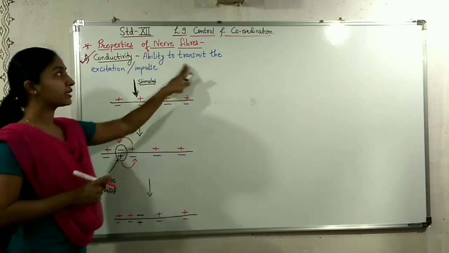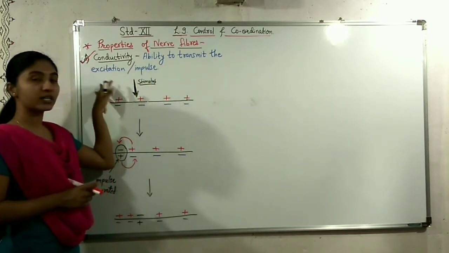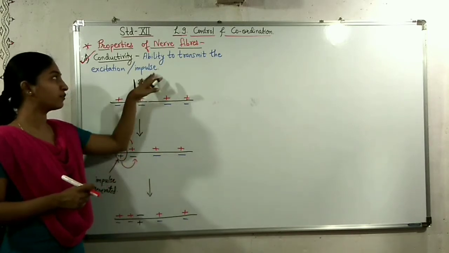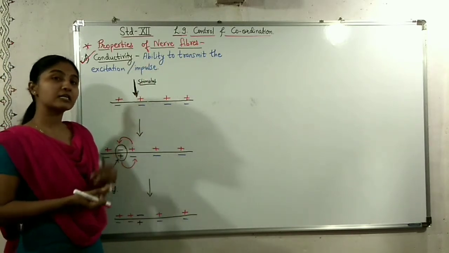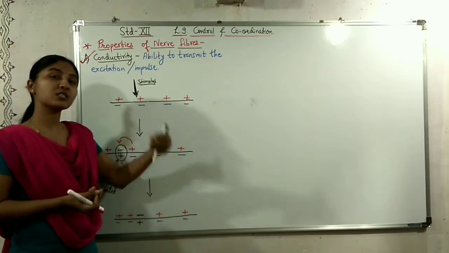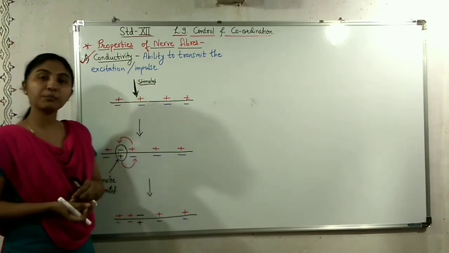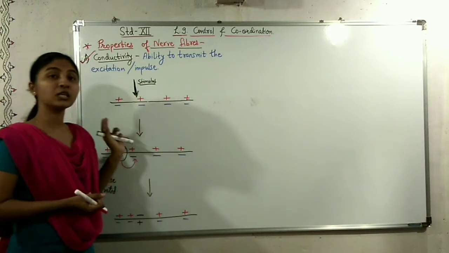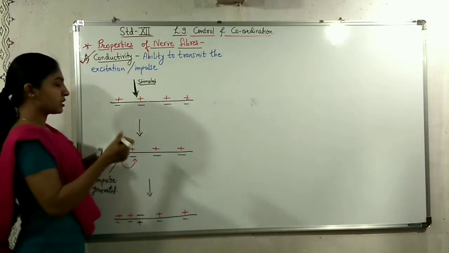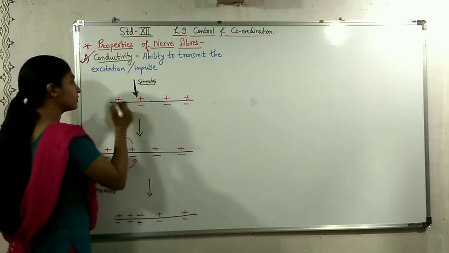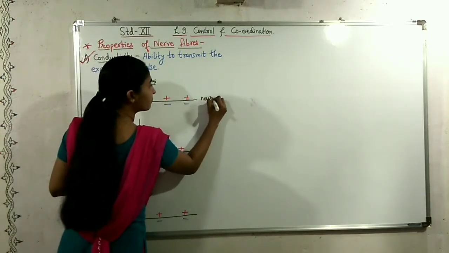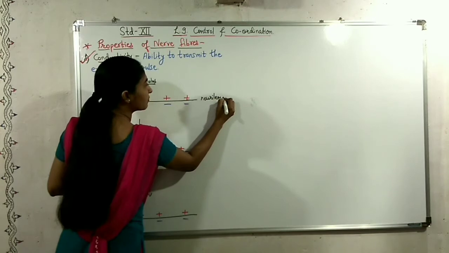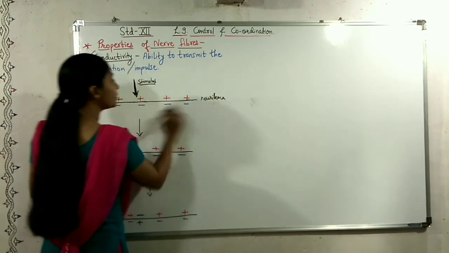Next property, that is conductivity. Conductivity is the ability to transmit the excitation or the stimulus, or here we will use a new word, impulse. So conductivity is the ability to transmit the impulse from one point to another point on the membrane. Now suppose this is the membrane of the nerve fiber, that is the neurolemma.